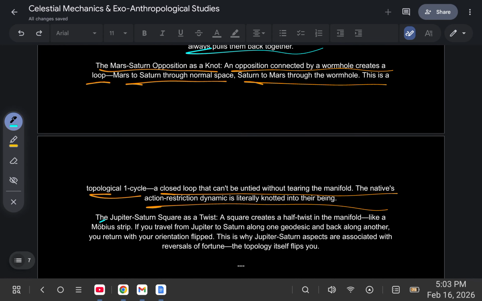Let's observe the Jupiter-Saturn square as a twist. A square creates a half twist in the manifold, like a Mobius strip. If you travel from Jupiter to Saturn along one geodesic and back along another, you return with your orientation flipped. And this is why Jupiter-Saturn aspects are associated with reversals of fortune. The topology itself flips here.